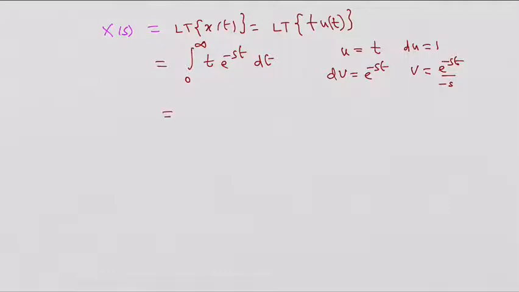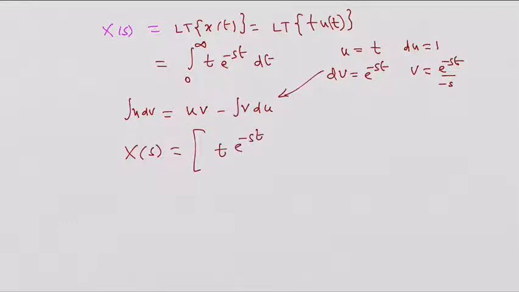So when I use those conditions in the formula u into dv, I can say uv minus integral v du is the formula. You have to substitute into this to find out X of s. X of s will become simply t into e power minus st divided by minus s, that is u into v, correct? And the other one is minus integral v du. What is v? Integral e power minus st divided by minus s.